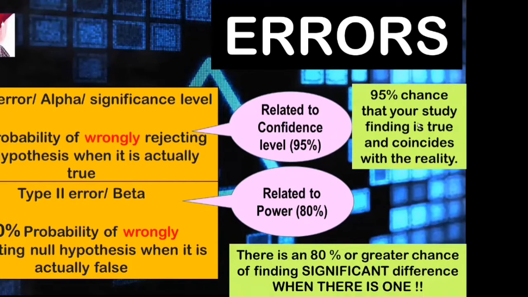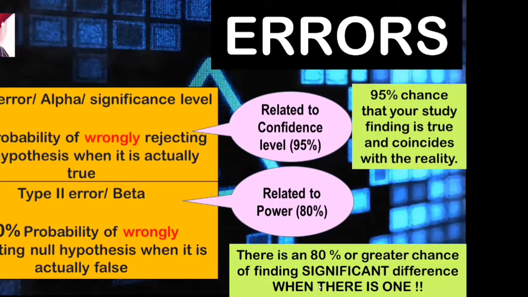When you have a statistically significant difference, power matters. When there is no statistically significant difference, there is no need to worry about your power. When you want to prove a statistical significance, you have to worry about your power. Remember, that 80% means there is an 80% or greater chance of finding a significant difference when there is one. If in reality there is a difference, you don't want to miss it. You want to take an adequate sample size to prove that the difference exists. That's why we want to give 80% chances to detect the real difference. So that is called power.